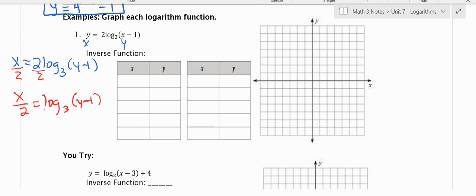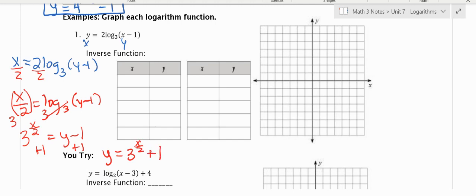I'm going to raise, to get rid of a log base 3, I'm going to raise it to a 3. I'm going to put a parenthesis here. So 3 to the x over 2 equals y minus 1. I'm going to add 1. And so my new equation is y equals 3 to the x over 2, plus 1. So this is my inverse. And now I can go ahead and use my calculator to put that in.